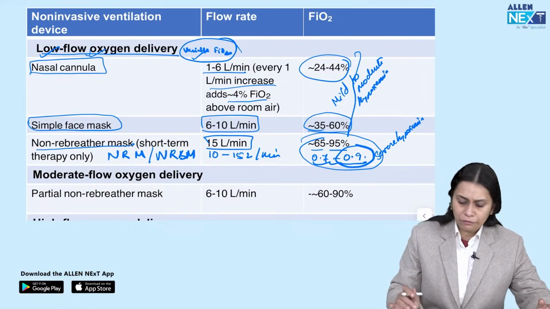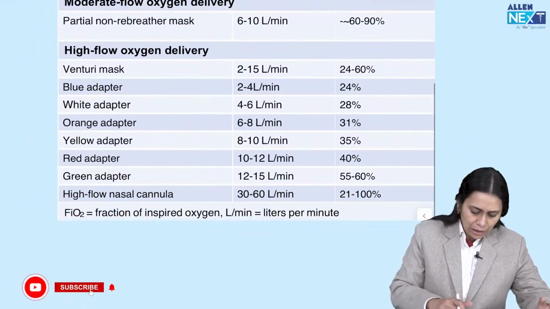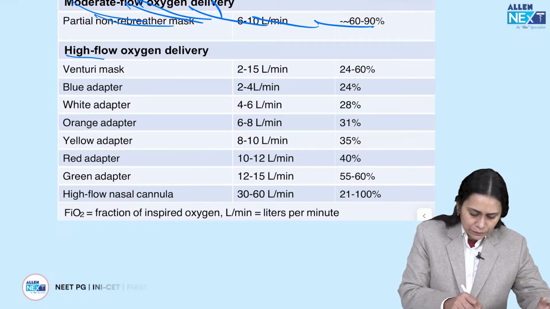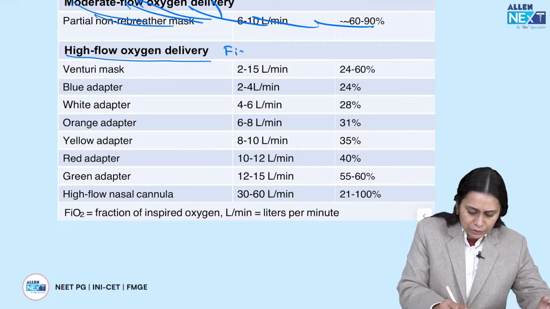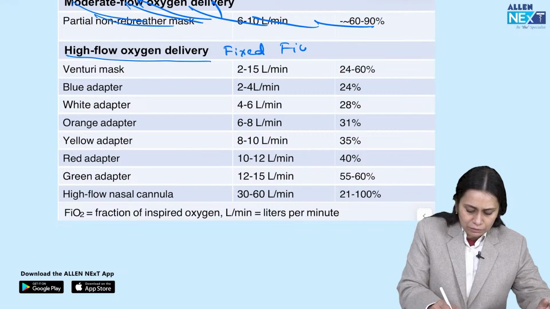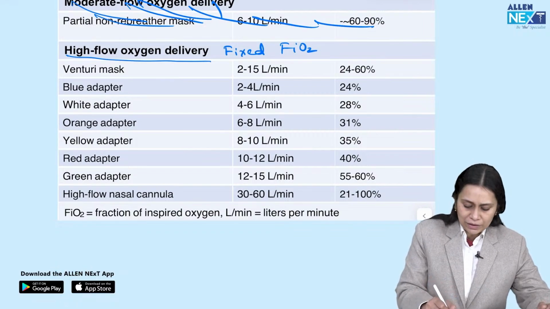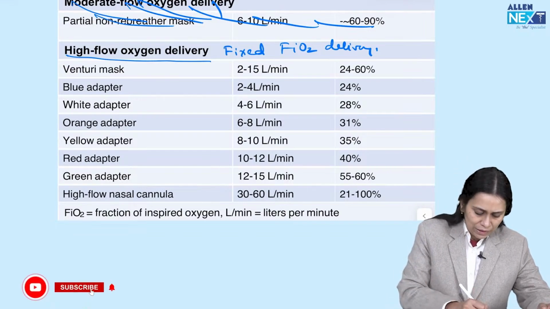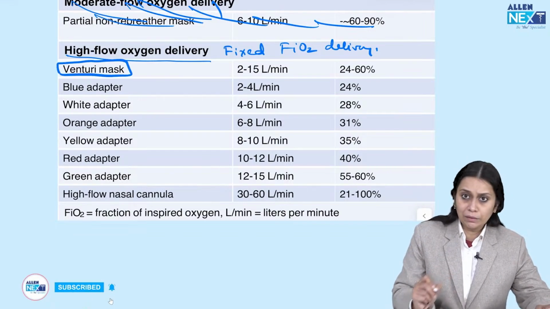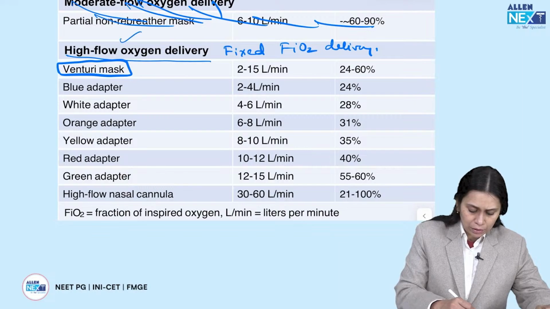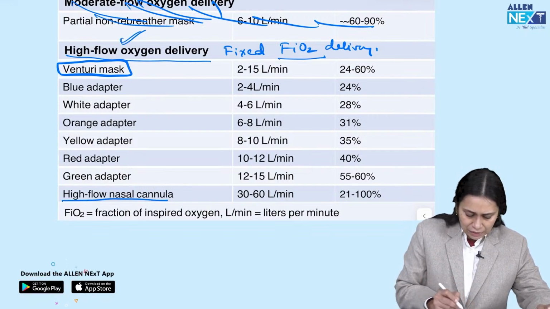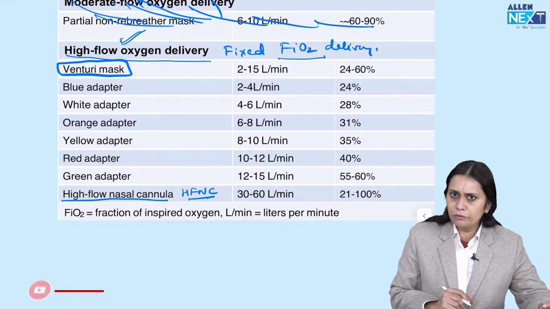Now let us talk about fixed FiO2 delivering devices. High flow fixed FiO2 delivering devices, in which we need to know about two devices. One is the Venturi mask. It's a mask, but it's a high flow oxygen delivering device with fixed FiO2. And the other is HFNC, that is high flow nasal cannula.